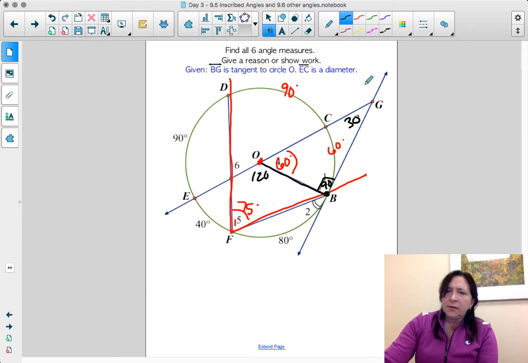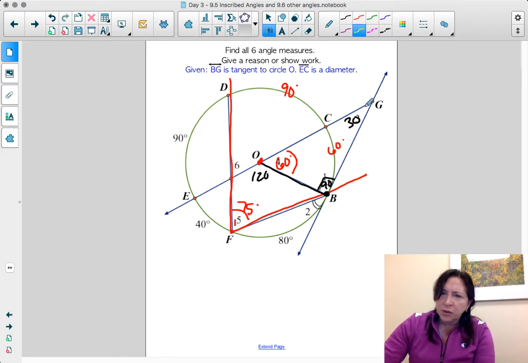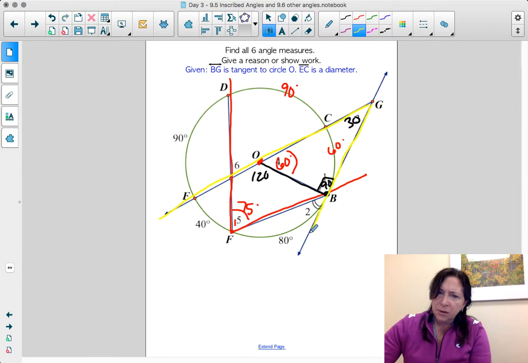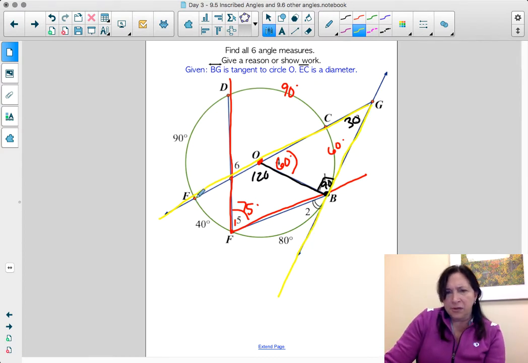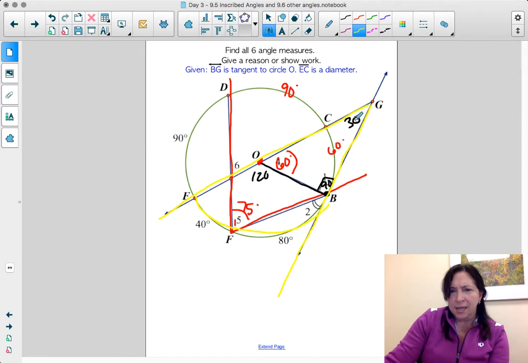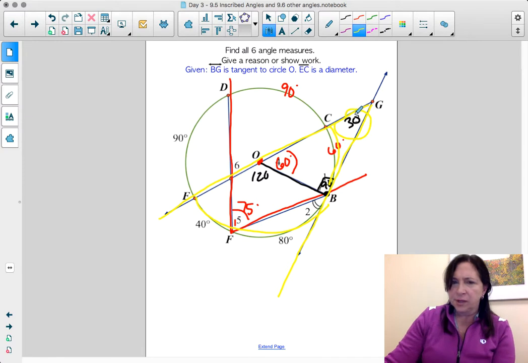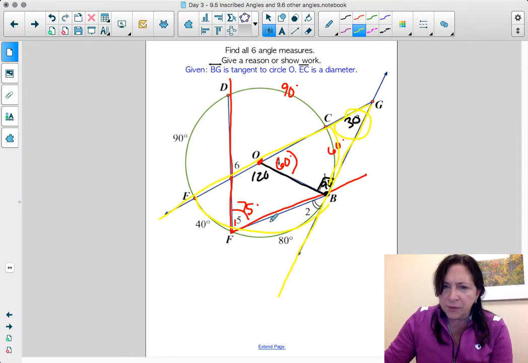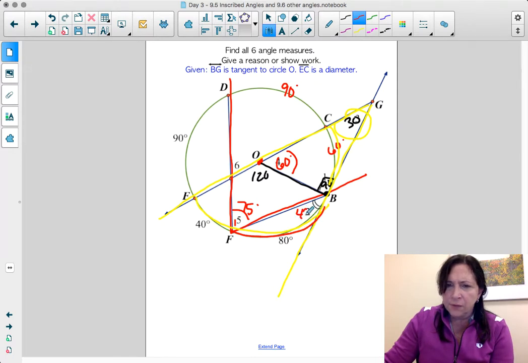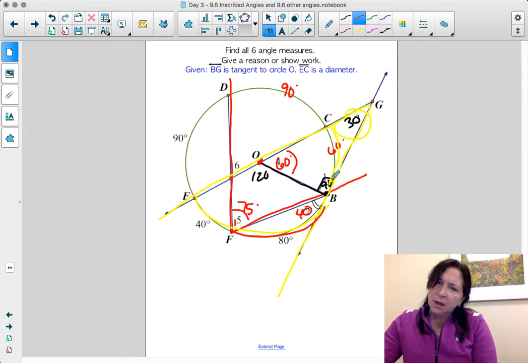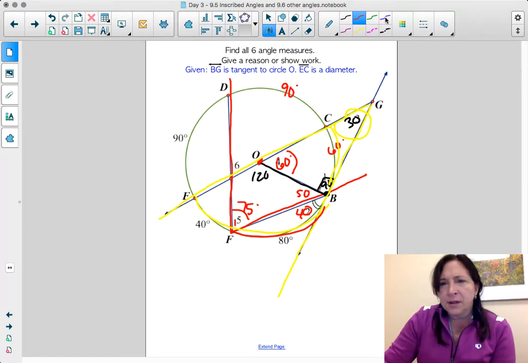I also could have, just for fun, I just want to show you, I also could have done something like this right here. And see how my intercepted arcs, I would have gone 120 minus 60, which is 60 divided by 2 is 30. A few other things. If this is 80, that makes angle 2 40 because that's half. If that's 90 and this is 40, that makes that 50.